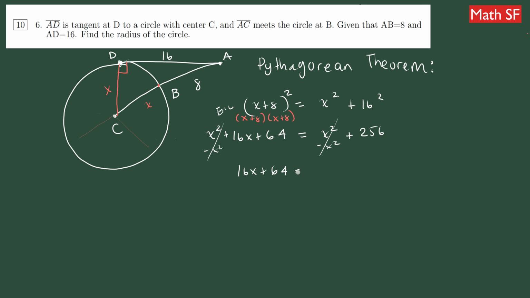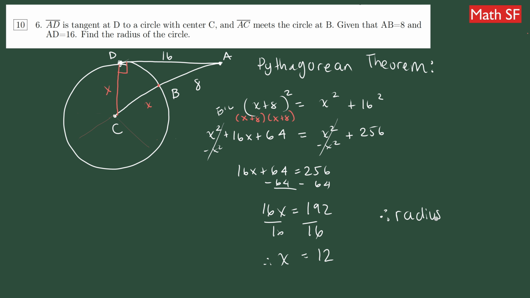I no longer have a quadratic equation. So subtract 64 from each side. Let's see what we get. 16x is equal to 256 minus 64, which should be 192. Divide by 16 on each side. Therefore, x is equal to 192 divided by 16, which gives us 12. Therefore, the radius of the circle should be 12 units.